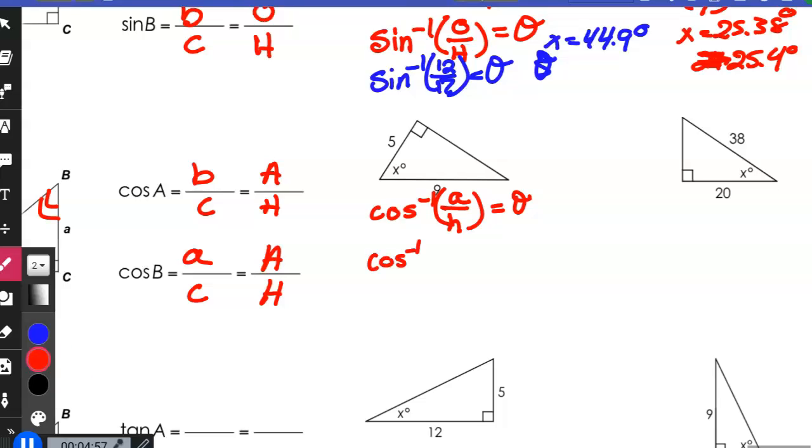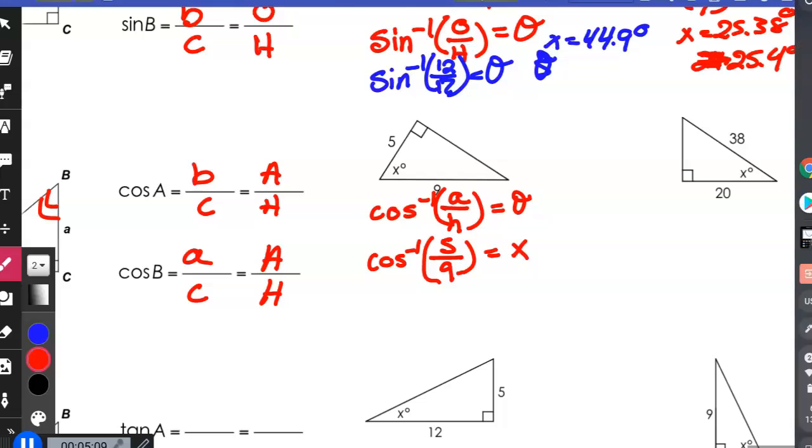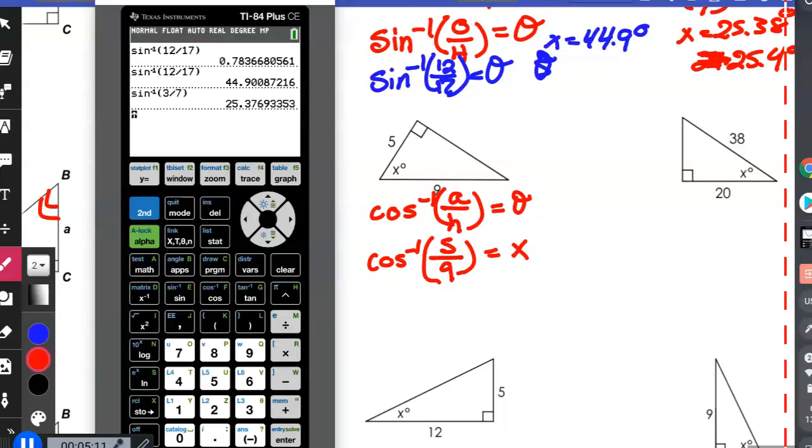So we're going to fill it in. The adjacent side is 5 and the hypotenuse is 9. Remember, the hypotenuse doesn't touch the right angle. And the unknown angle is x. So I'm going to type that in. Inverse cosine. Don't forget to press that second first. You have to see the -1. Inverse cosine of 5 over 9 is 56.3 degrees.